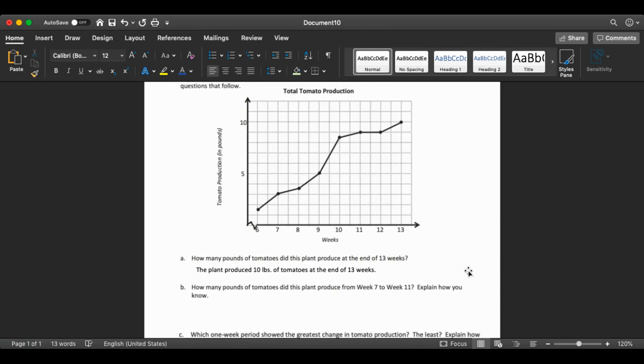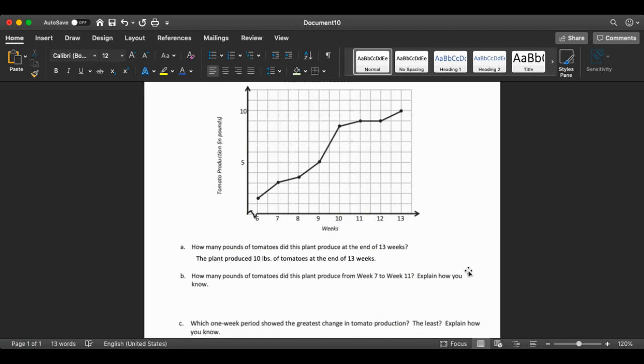How many pounds of tomatoes did this plant produce from week 7 to week 11? Explain how you know. Okay, when they're asking about how much is produced between week 7 and week 11, we first have to find where those 2 weeks are. So right here is week 7. Right here is week 11. So they're asking how many pounds were produced. So I'm going to have to first look at how many pounds were produced in week 7 and then how many pounds were produced in week 11.